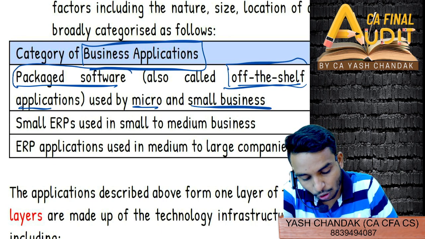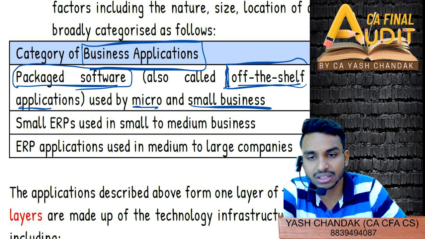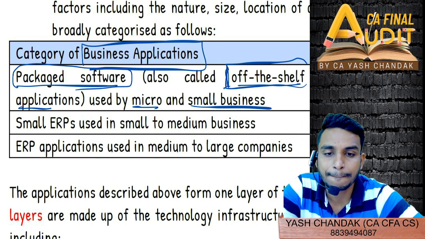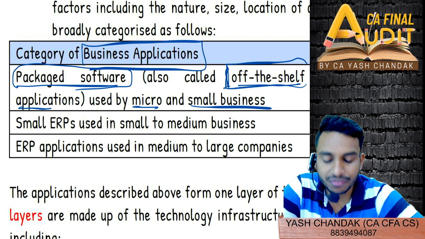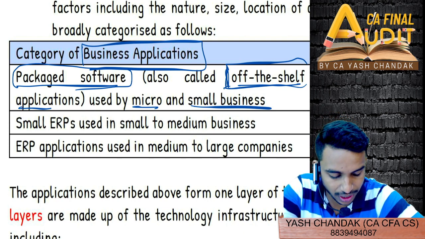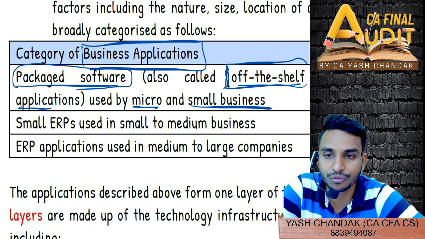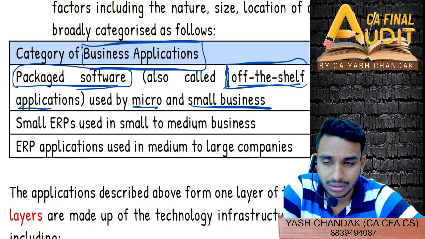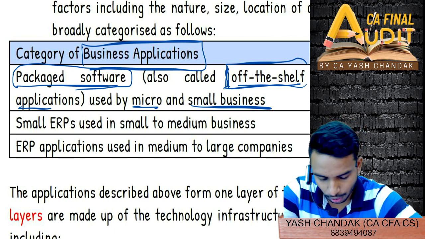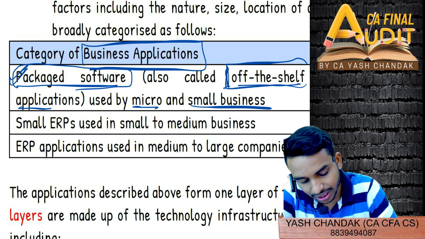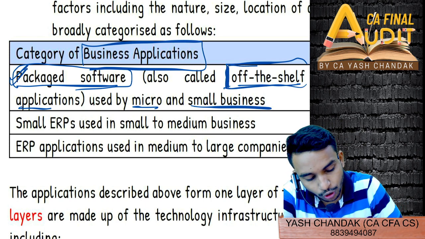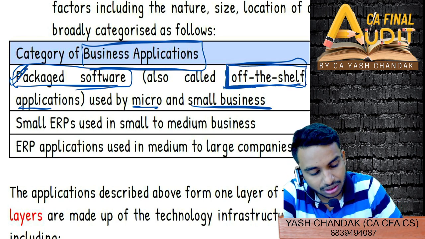Why do you think packaged software are also called off the shelf? It's a common term used in common parlance. Off the shelf applications used by micro and small business. Packaged software. It means it has been purchased from outside. It is purchased from outside, so that is packaged software. But I am asking, off the shelf, what do you mean by this?